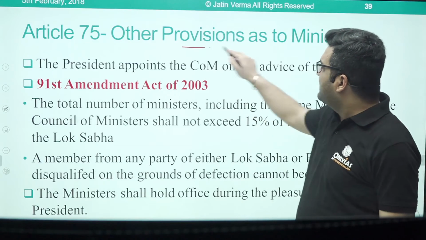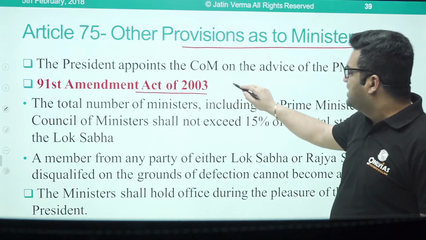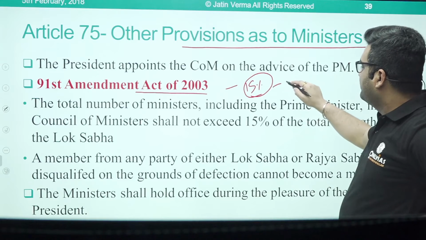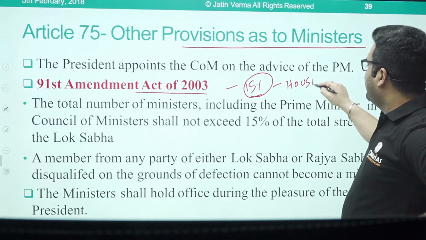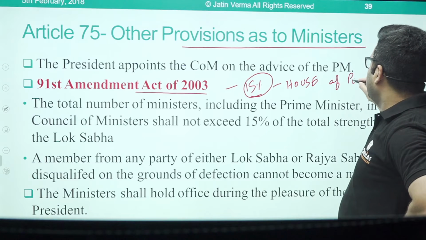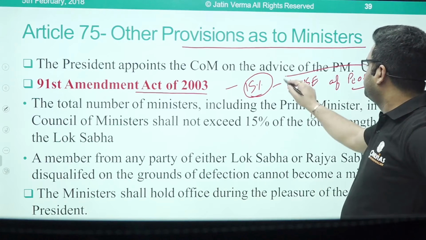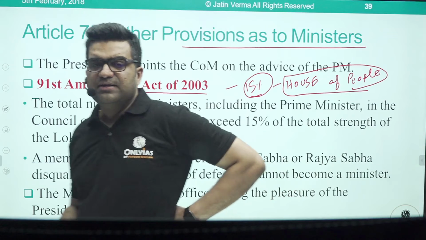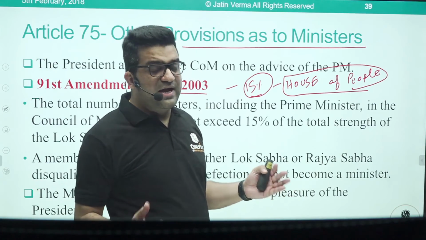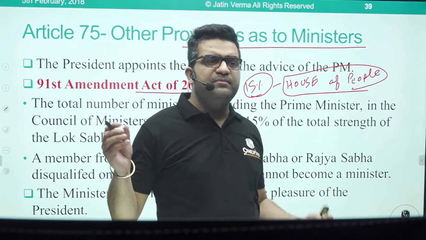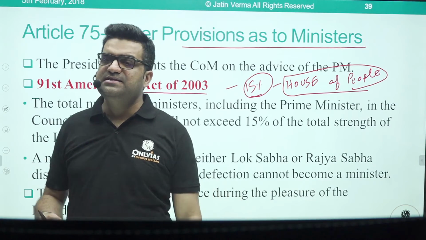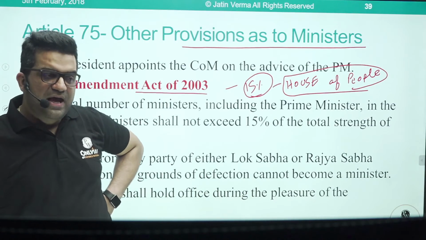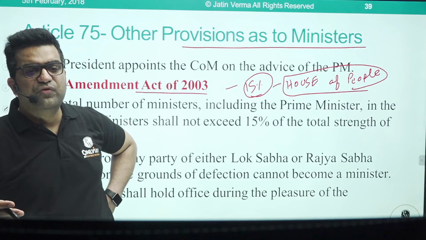Now Article 75, other provisions. The 91st Amendment Act added a provision that not more than 15% of the members of the Lok Sabha, of the strength of the House of the People, can become ministers. Why? Because during that time everybody was asking to become a minister, so much so that there was a ministry for disinvestment, a ministry for everything. Because of the advent of coalition governments, every political party contributing as few as 7 members to the government to achieve the number of 273, every member of the alliance wanted some ministerial portfolio to be given to that party.